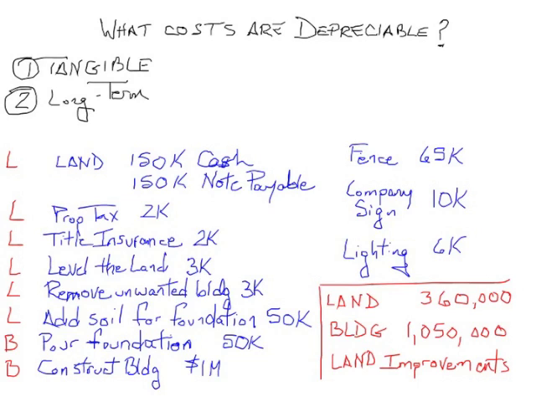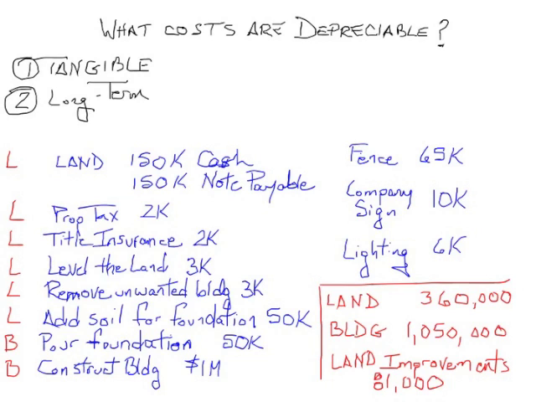Then we have land improvements, and that actually is the last three. These are not a cost of the building, and they're not a cost of the land either. They are a land improvement. So these last three, adding a fence, a company sign, a lighting, these are tangible assets that definitely are depreciable assets, and those end up being, I think, $81,000.